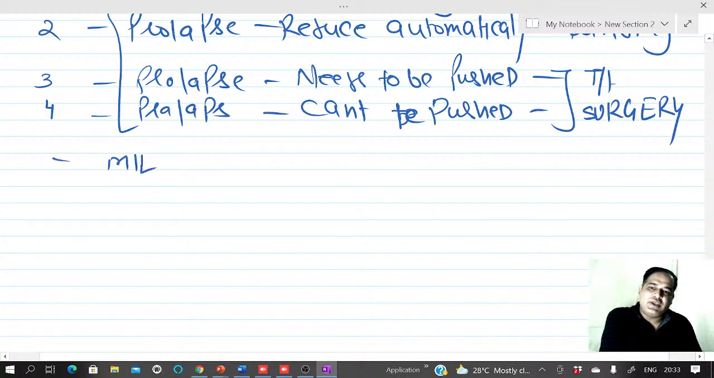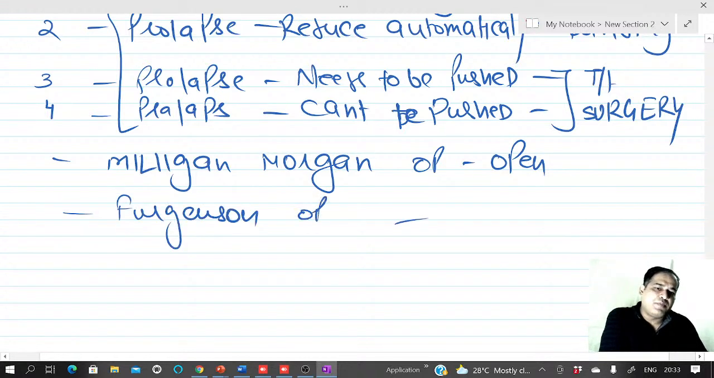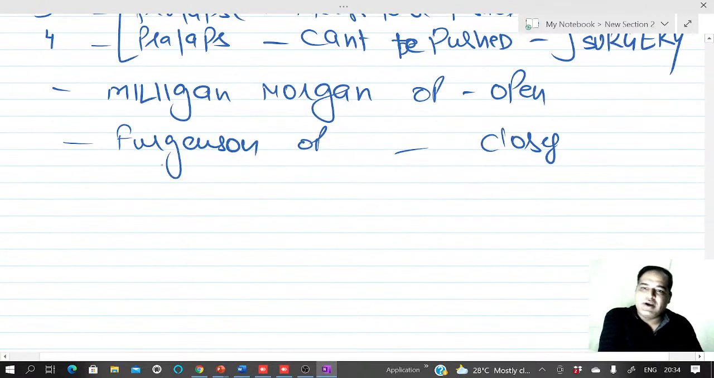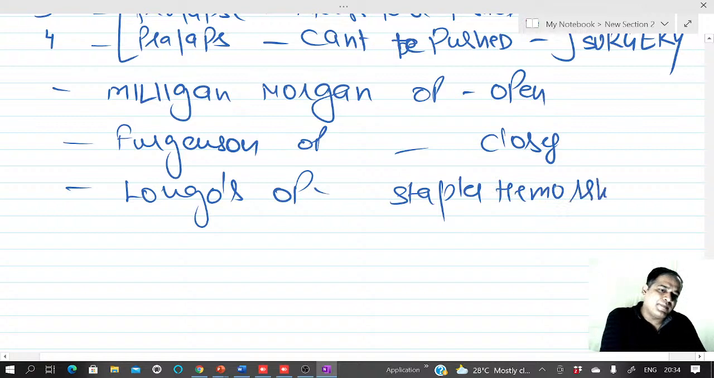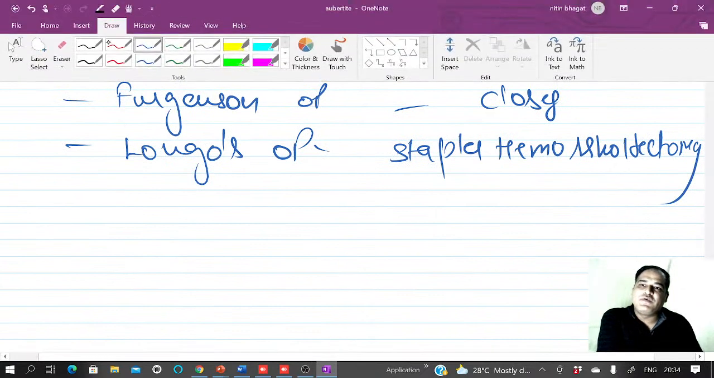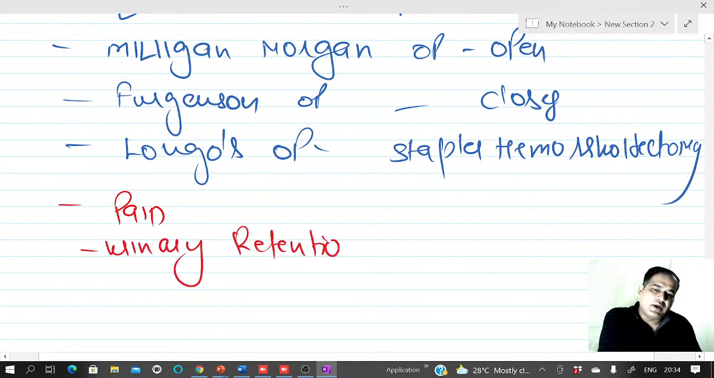Fine. So the surgery, if you can remember the name, Milligan-Morgan operation is open hemorrhoidectomy. Ferguson operation is closed hemorrhoidectomy. And Longo's operation is stapler hemorrhoidectomy. So the most common complication is pain. It can also cause urinary retention.